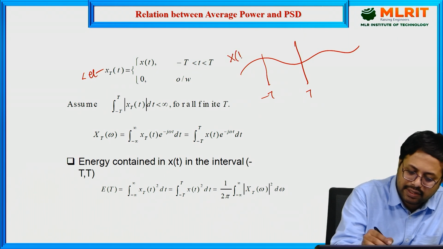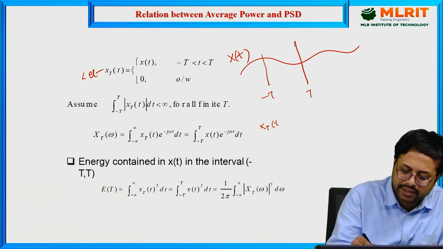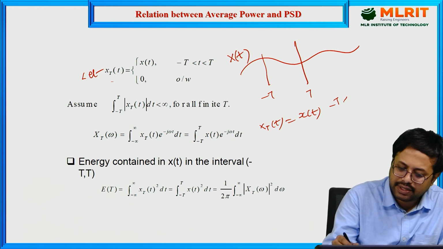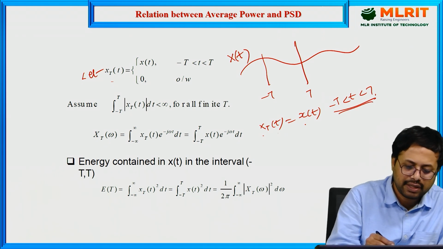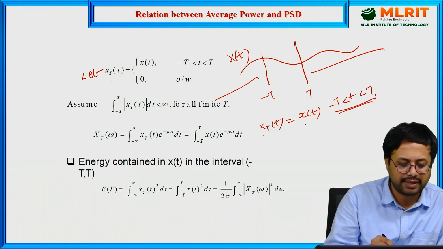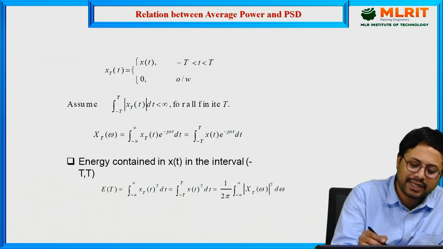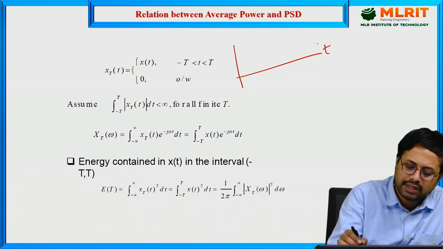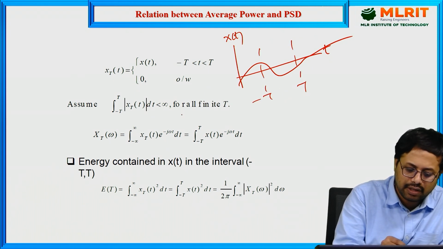This is x of t, which is divided into x of t. We consider this as x_T of t. x_T of t equals x of t only for the interval minus T to T, and 0 otherwise. Now, assume the integral from minus T to T of this random signal, for all finite T.